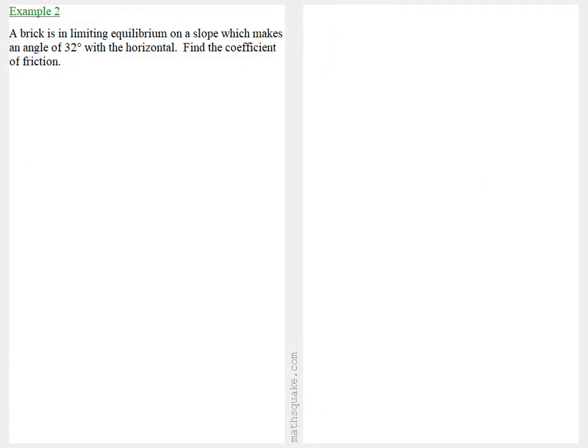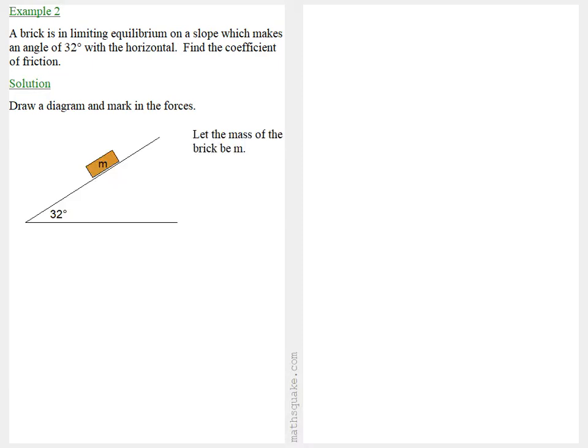In example 2, we're told a brick is in limiting equilibrium on a slope which makes an angle of 32 degrees with the horizontal. Find the coefficient of friction. Well, to solve this, we need to draw a diagram and mark in the forces. Let the mass of the brick be M. Then we can draw in the weight of the brick, mg acting vertically down, and the normal reaction N perpendicular to the plane. Now the frictional force acts up the plane. We can label that F.